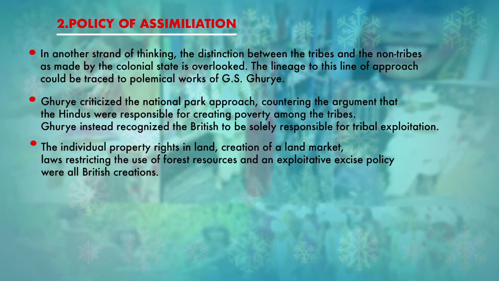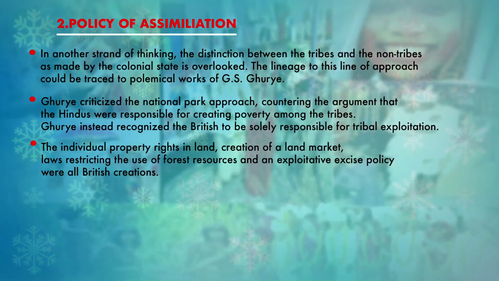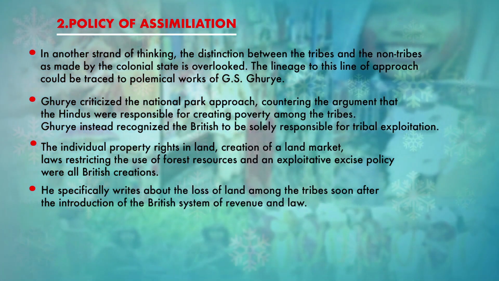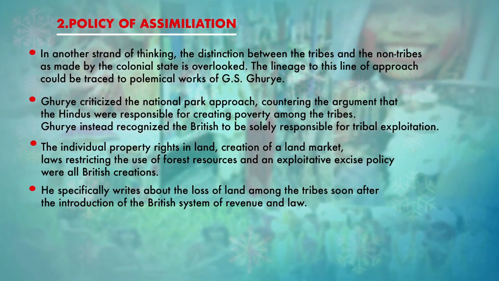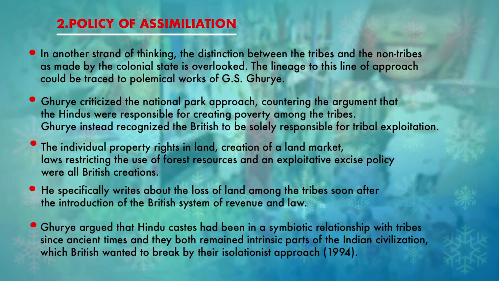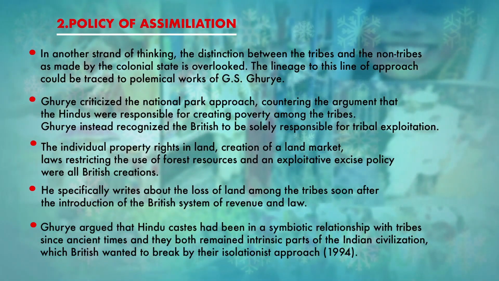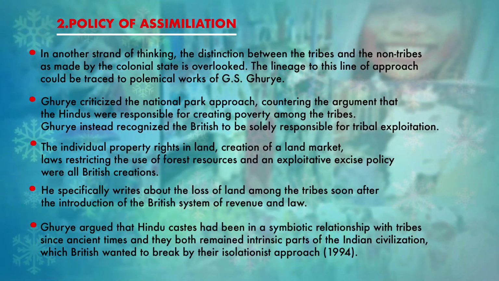The individual property rights in land, creation of a land market, laws restricting the use of forest resources, and an exploitative excise policy were all British creations. He specifically writes about the loss of land among the tribes soon after the introduction of the British system of revenue and law. He also argued that Hindu caste had been in a symbiotic relationship with tribes since ancient times, and they both remained intrinsic parts of the Indian civilization, which the British wanted to break by their isolationist approach.